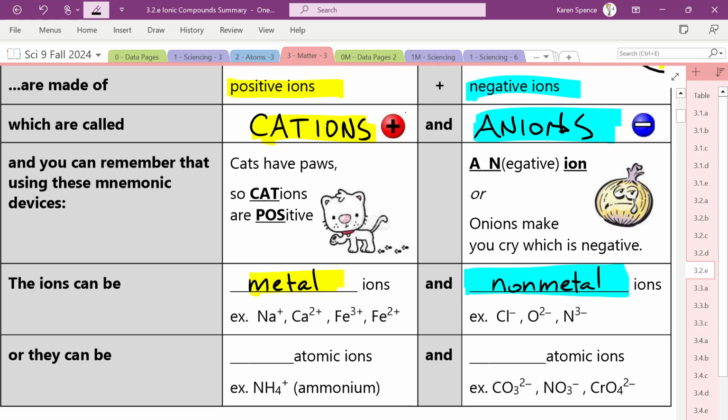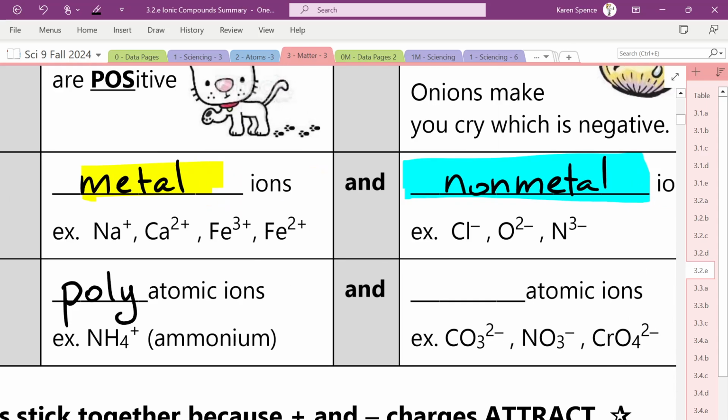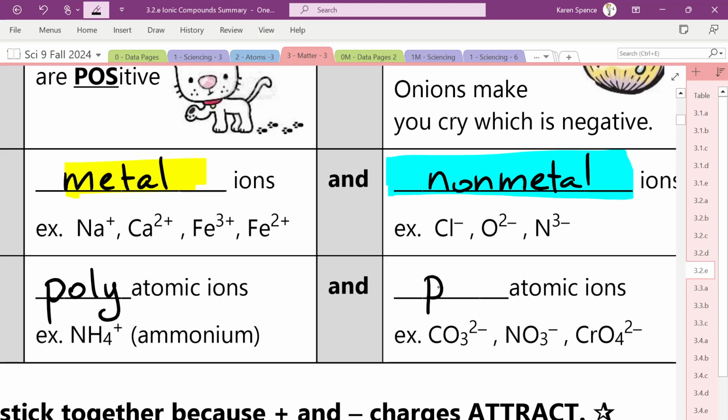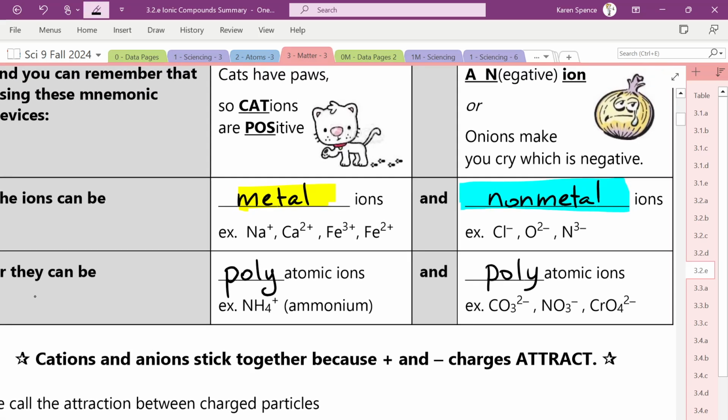Now there is another choice here, and this is the new word that you're learning today. You might vaguely remember it. Tyler talked about it a little while ago, and the word is polyatomic. You can have a polyatomic cation. You can also have a polyatomic anion. And do we know what the prefix poly means? Poly means many or multiple, yeah.